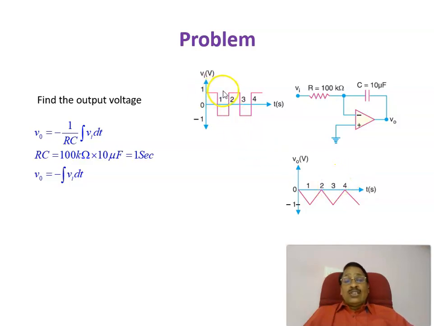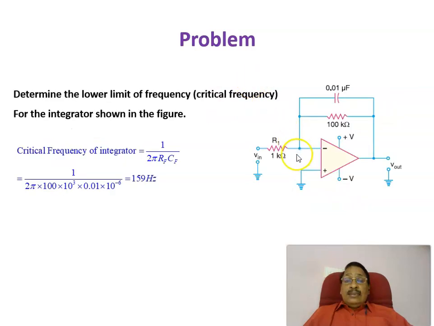Since we get a constant voltage during this period, it will be a straight line, and when the negative part comes, it will be a positive slope, then a negative slope, like that. This is a practical integrator in which the feedback capacitance and resistance are given. The question is, what is the lower limit of the input signal frequency?